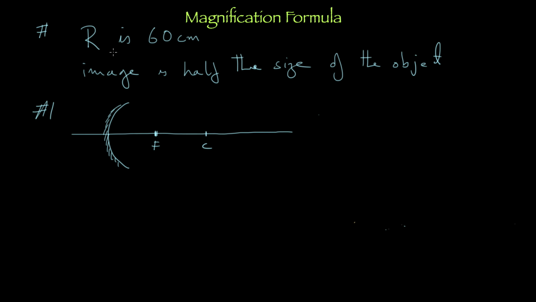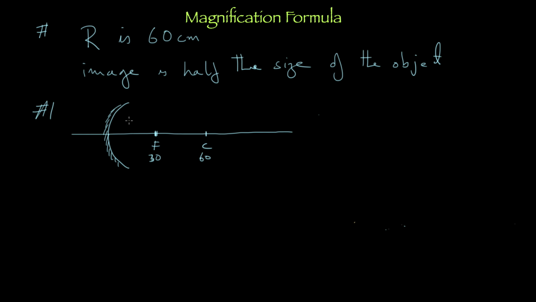Now, what does it say? It says that the radius of curvature is 60. Shall I put a 60 over here? First thing is our rough diagram, right? So this is 30, right? We are not even putting the sign convention right now. It's a diagram, right? The image is half the size of the object. So what can it be?